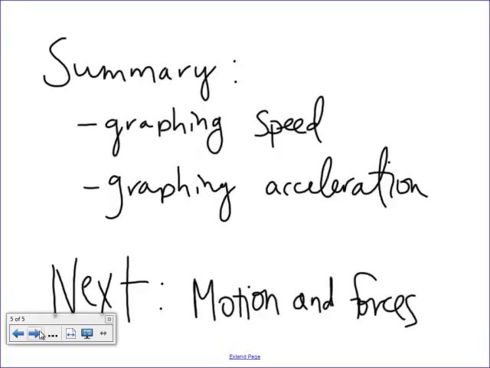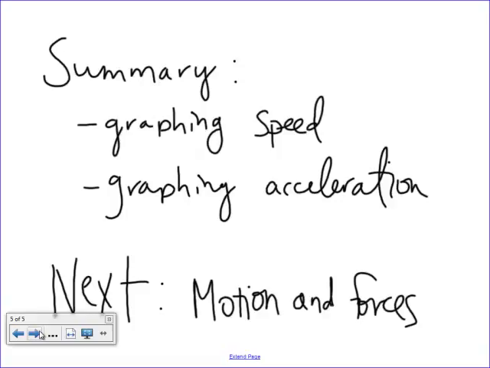We also looked at acceleration graphs. Acceleration is the change in velocity divided by time. A change in velocity occurs when an object changes either its speed or its direction. We can calculate the average acceleration of an object by taking the final velocity minus the initial velocity and dividing it by the final time minus the initial time. So our change in velocity over change in time gives us our average acceleration.